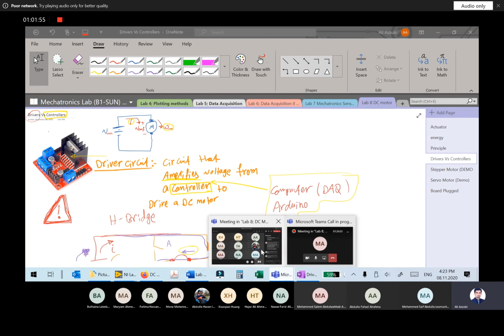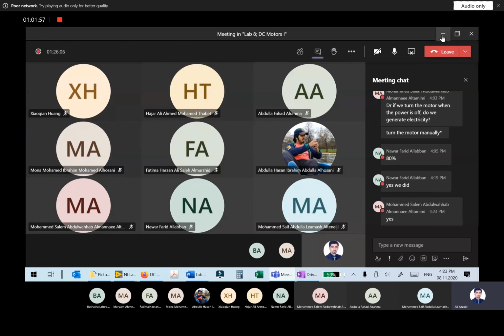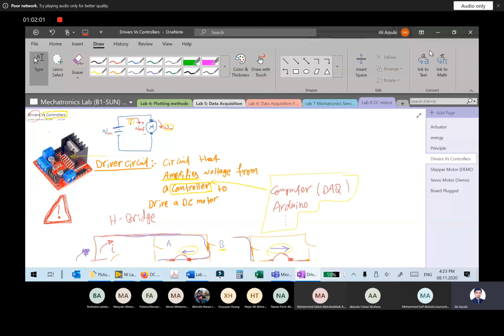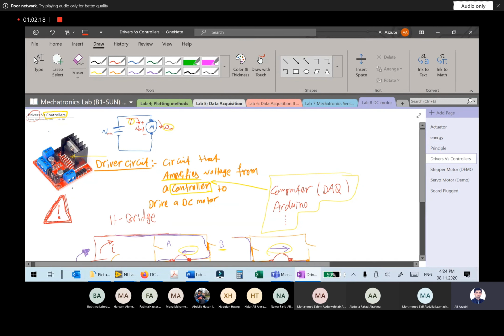This is important because in a lot of STPs and a lot of practical projects, many students try to connect the motor directly to a computer or to their Arduino. We use Arduino because it's cheap and you can manipulate it. But the problem is the Arduino cannot drive the motor directly. The Arduino is just a controller. So this is important information. You always need a driver to drive your DC motor, or your motor in general.